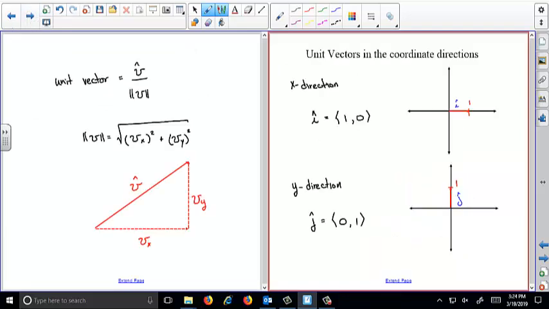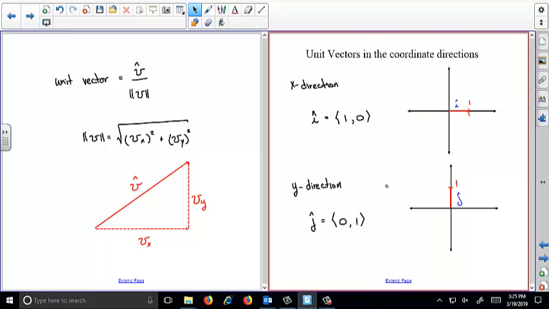Okay, now we also have these things called unit vectors in the coordinate directions, and they have special letters that we use. So we use i to represent the unit vector in the x direction. It has a length of 1 in the x direction and a length of 0 in the y direction. And you can see it drawn here. So this is a unit vector, the x direction unit vector.